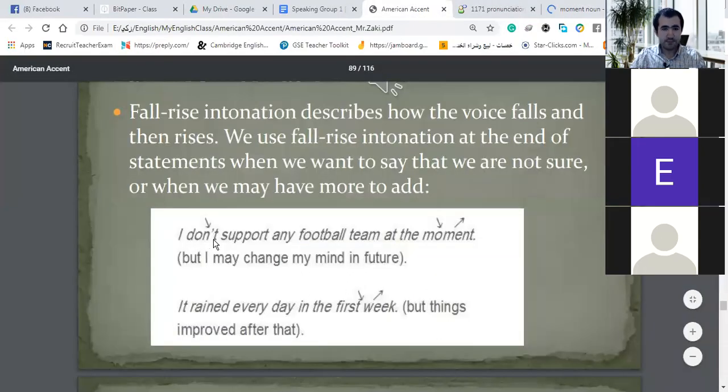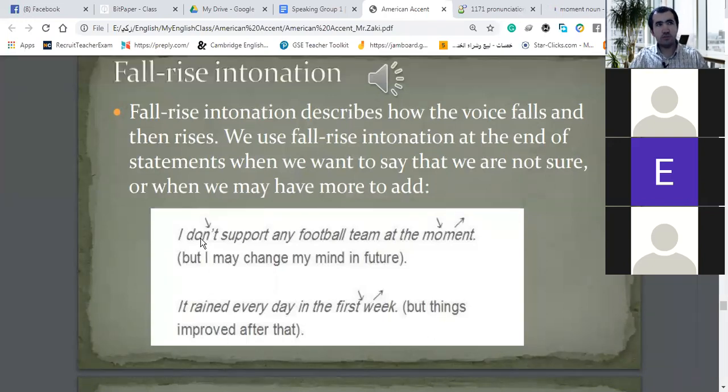So for example, we don't say I don't, rising the intonation or making it stressed. No, we say I don't support any football team at the moment. Moment. So we do not say don't stressing it this way, but we usually say don't. So it has falling intonation. The word moment has fall and rise intonation.